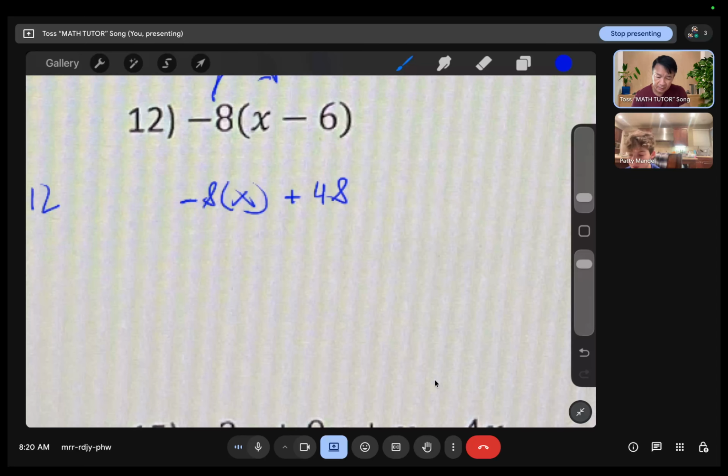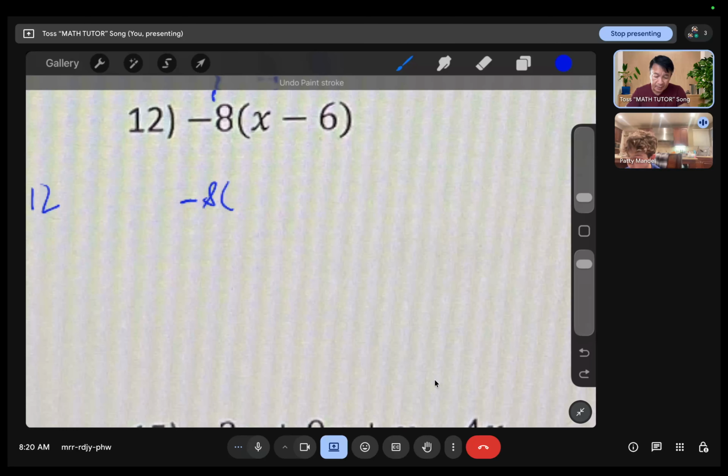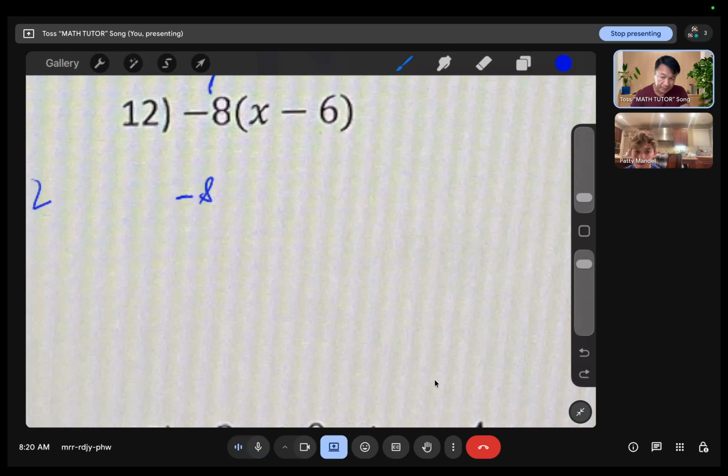And then you know what? I take that back. It is the answer. I'm going to write it without the parenthesis because you should. This is the fastest and cleanest way. It becomes negative 8x and a positive 48.